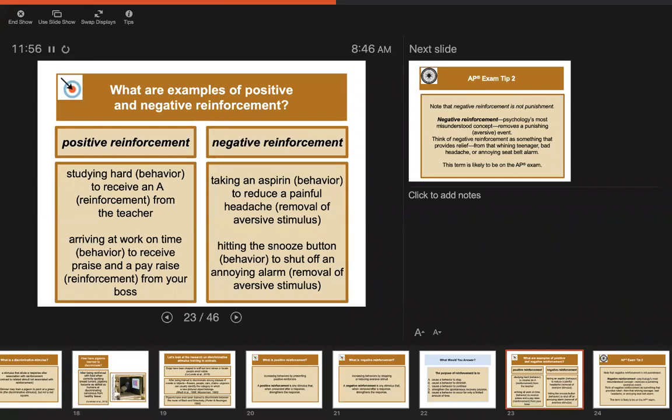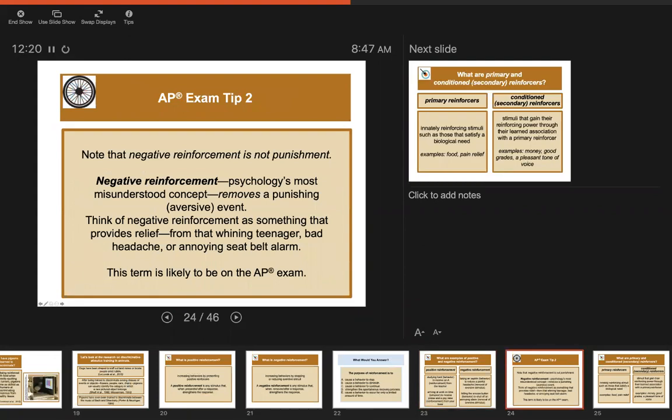Negative reinforcement, remember, negative is not something bad, it's taking something aversive away. So taking an aspirin or some sort of medication to reduce a painful headache, right? So you're trying to remove something that is painful, literally, in this example, painful to you. Hitting the snooze button to shut off an annoying alarm clock. I do this way too many times in the morning, but this is another example of negative reinforcement.